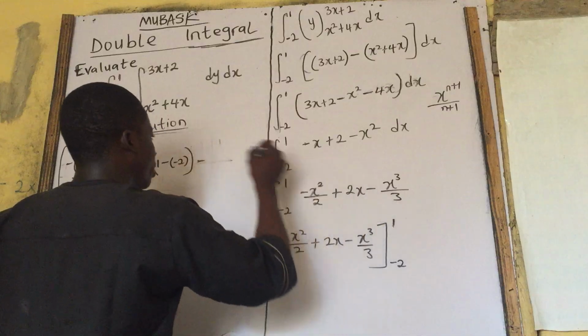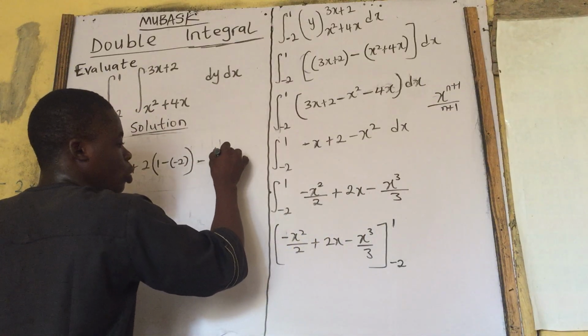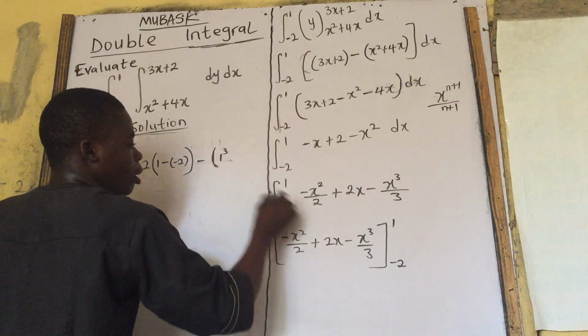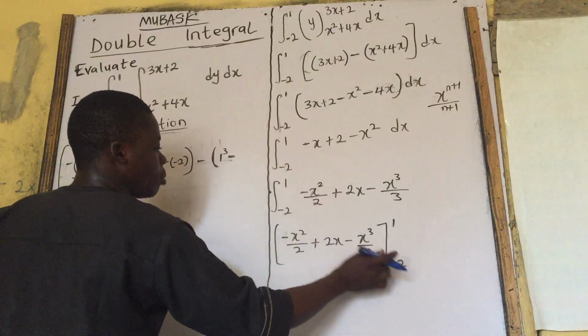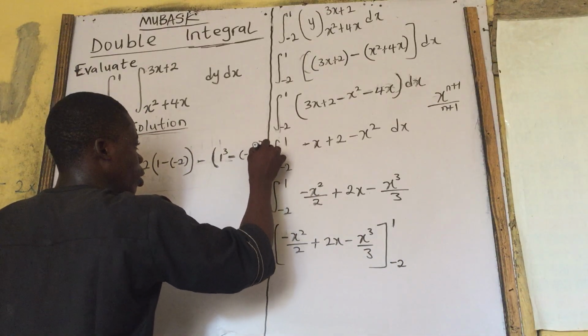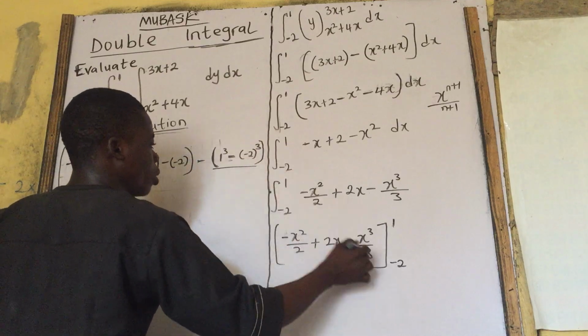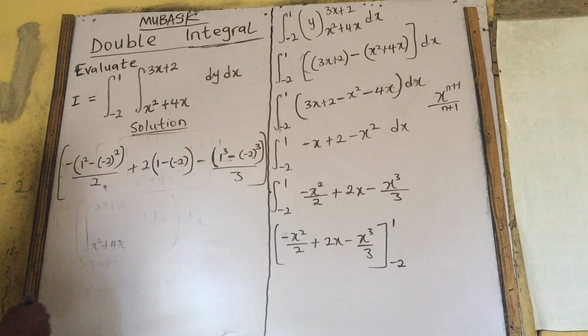What is our upper limit? It is 1, open bracket, another open bracket, minus 1 raised to power 3, minus, what is our lower limit? Our lower limit is minus 2, open bracket, minus 2, close bracket, raised to power 3, close bracket, all divided by 3, all in brackets.